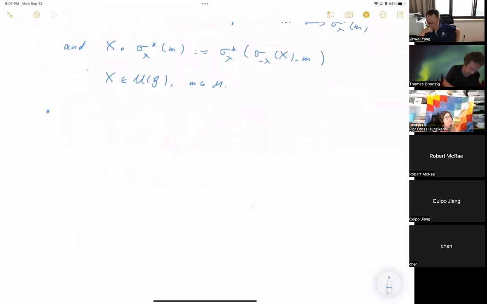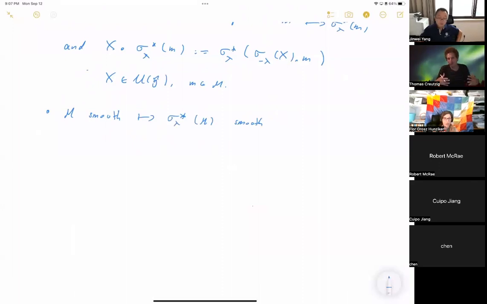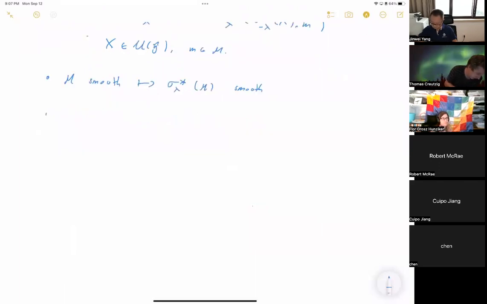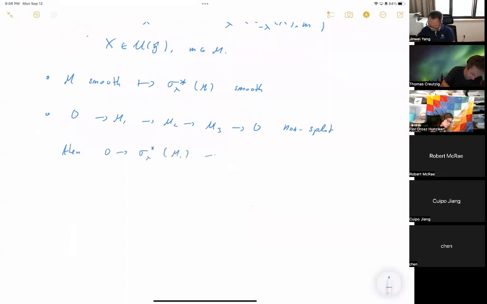But it has some nice properties, and they are actually obvious. For example, they preserve smoothness. And that's good, because it turns out a module of the affine Lie algebra is also a module of the affine vertex algebra if it is smooth and if the central element acts by the correct number. So smoothness is the condition. And moreover, this spectral flow is exact in the sense that if I have a short exact sequence, then its image under spectral flow is also a short exact non-split sequence.